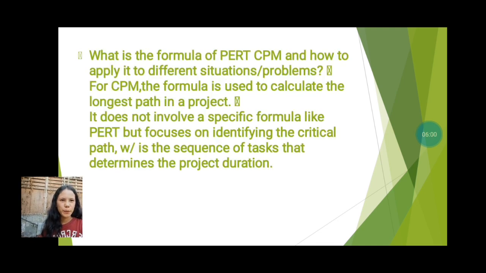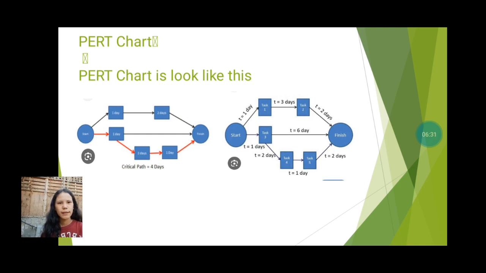What is the formula of PERT and CPM and how to apply it to different situations or problems? For CPM, the formula is used to calculate the longest path in a project. It does not involve a specific formula like PERT, but focuses on identifying the critical path within the sequence of tasks that determines project duration. This is the PERT chart localized.